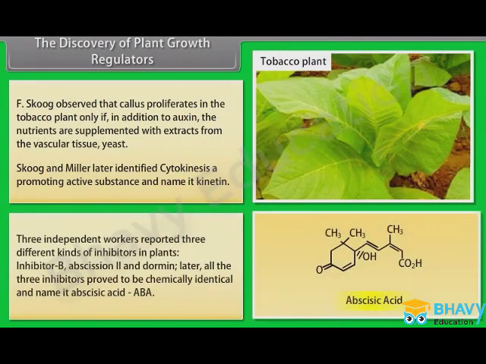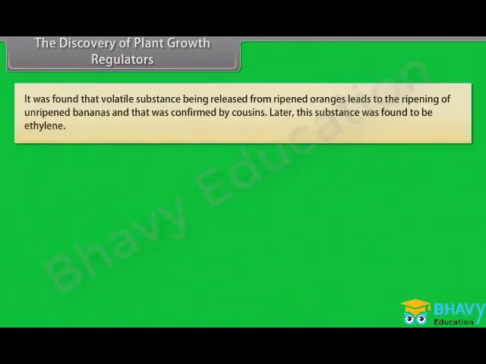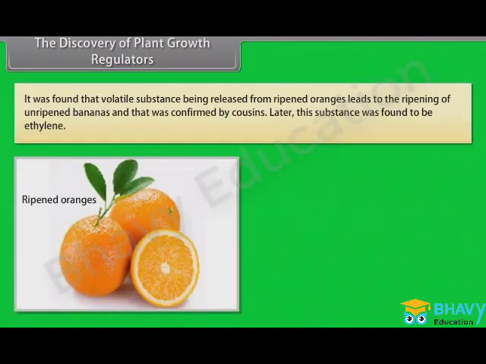Three independent workers reported three different kinds of inhibitors in plants: inhibitor B, abscission II, and dormin. Later, all three inhibitors proved to be chemically identical and were named abscisic acid, ABA. It was found that a volatile substance released from ripened oranges leads to the ripening of unripened bananas, and that was confirmed by auxins. Later, this substance was found to be ethylene.